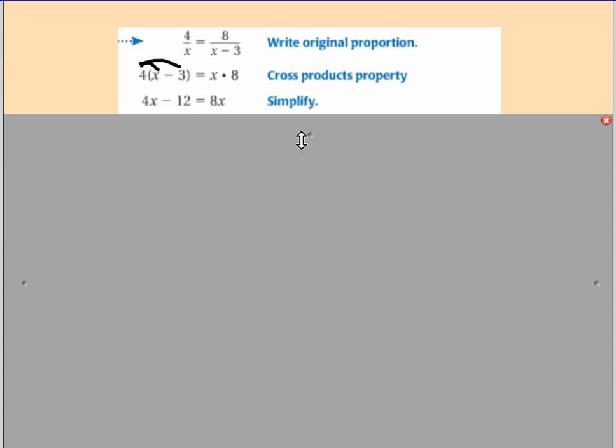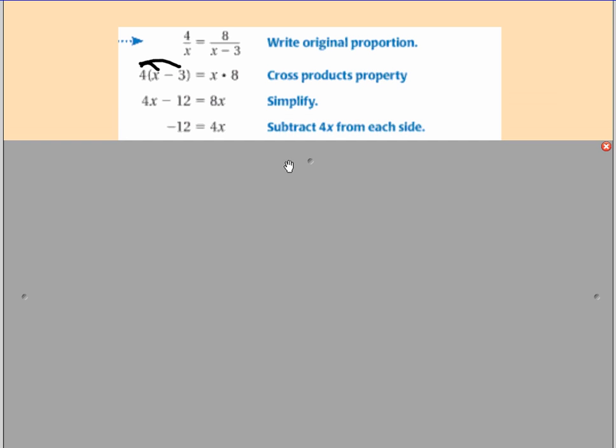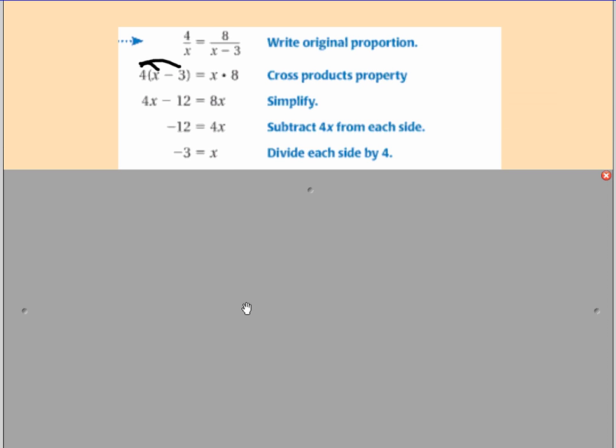So I am going to subtract 4x to the other side. So minus 4x, 8x minus 4x equals 4x. I have negative 12. Don't forget to carry your negative sign down. Divide by 4, and x would equal negative 3. Okay, we're going to do one more example like that.